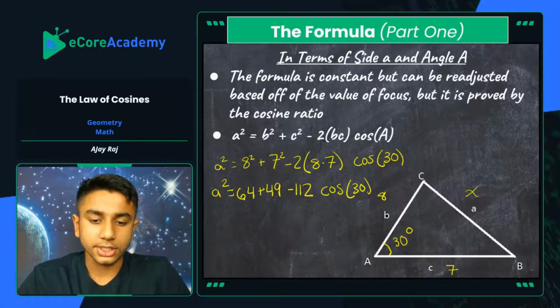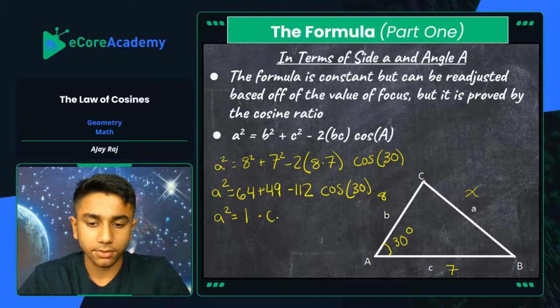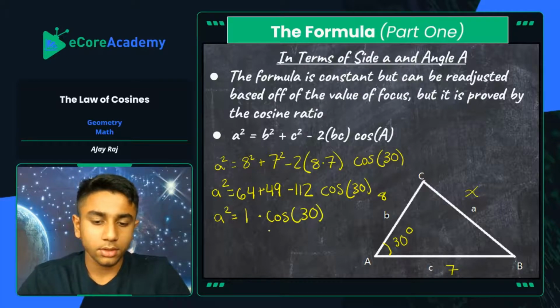So we have 64 plus 49 minus 112. If we add those across, 60 plus 40 is 100, 9 plus 4 is 13. So we have 113 minus 112, which is going to be 1. So a squared equals 1 times cosine of 30, and we can simplify that to a squared equals cosine of 30.